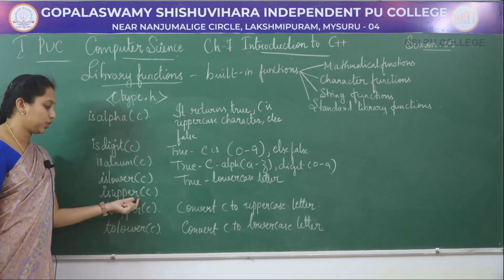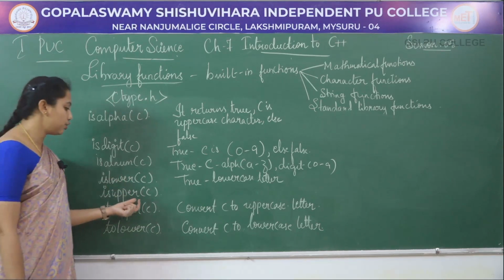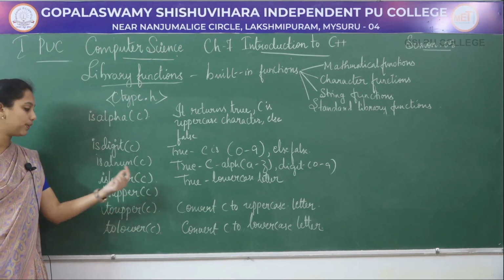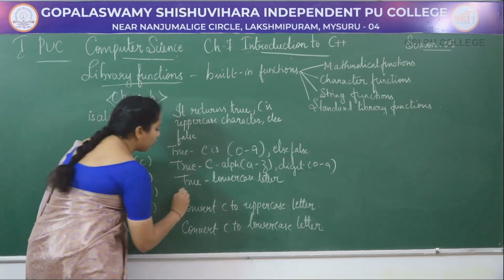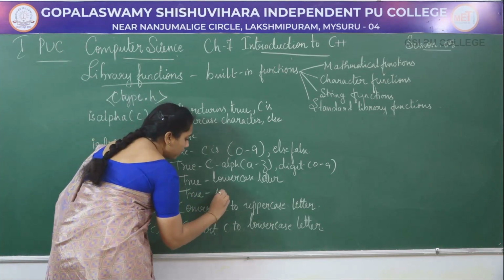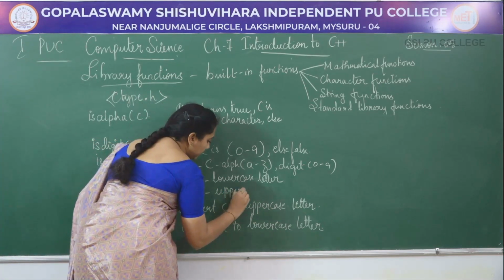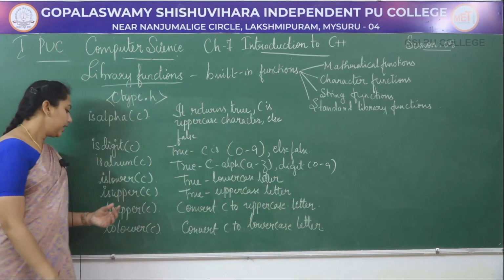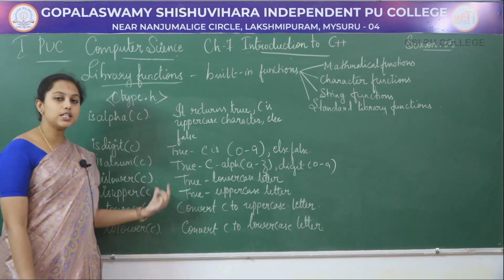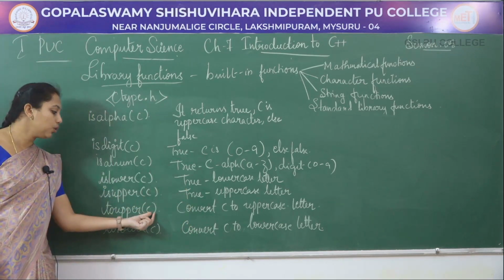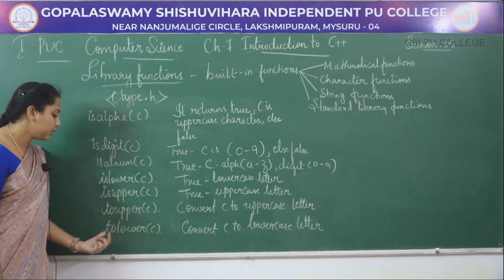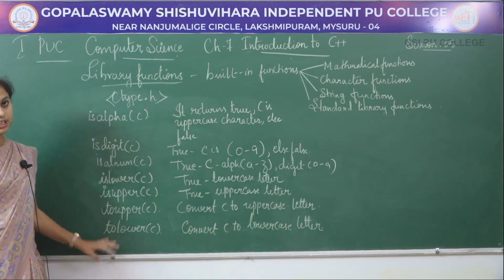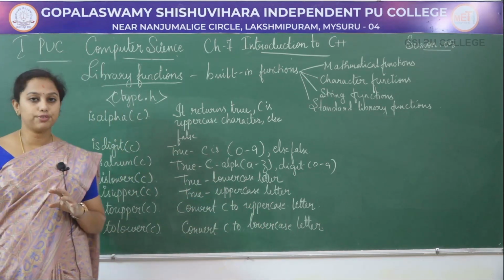Next is the isupper function. This function is used to check whether c is an uppercase letter or not. If it is an uppercase letter, it returns true, else it returns false. Next is the toupper function. It is used to convert c to an uppercase letter, and the tolower function is used to convert c to a lowercase letter. So these are all the character functions.